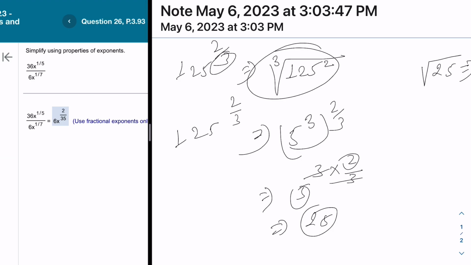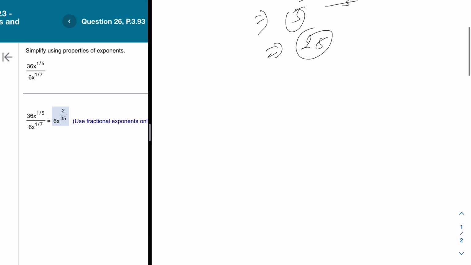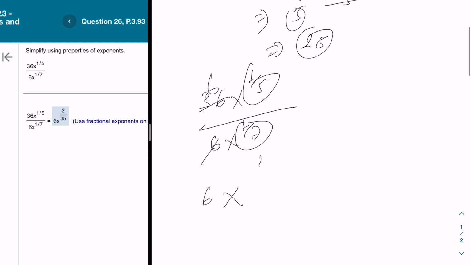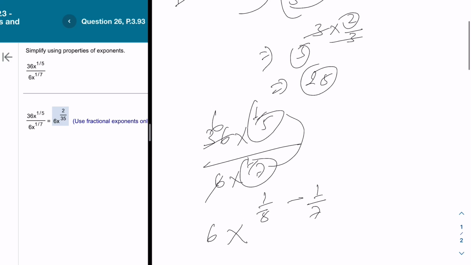Is the same thing. 27 is also same. 1 by 5, 6x, 1 by 7. So 6 1 is 6, 6 6, and this thing we can write as x into 1 by 5 minus, and this will go here 1 by 7. Now just try to solve this thing.